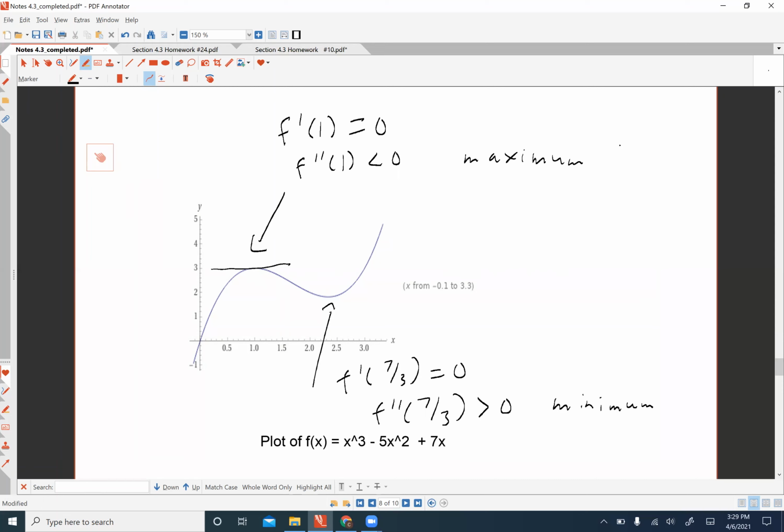Here at 7/3, once again, we have this horizontal tangent, and the second derivative is positive. You can see the curve is concave up. So that's the famous second derivative test.